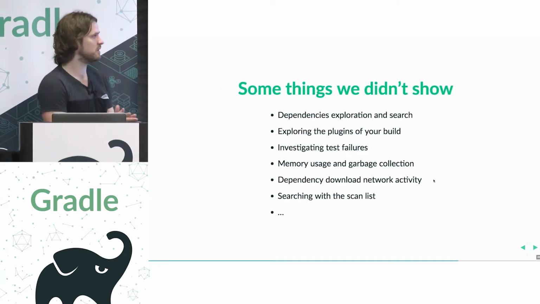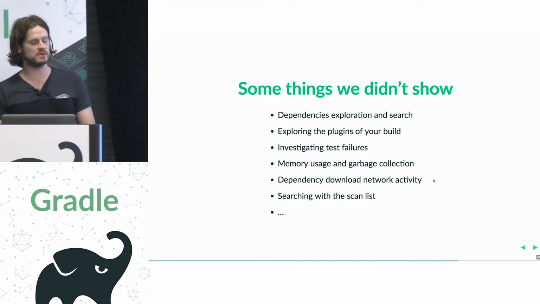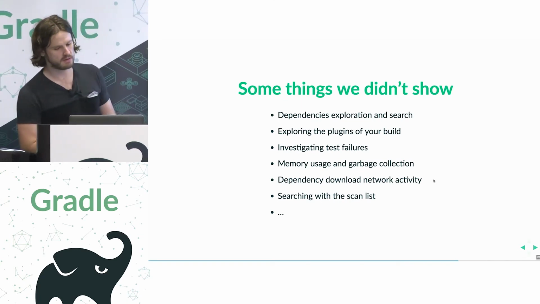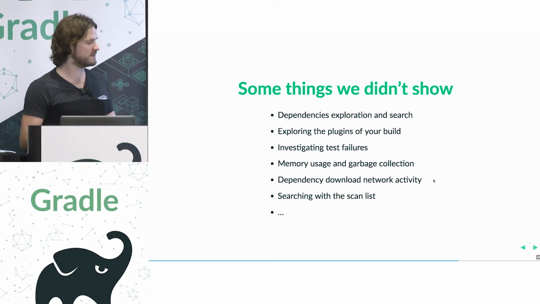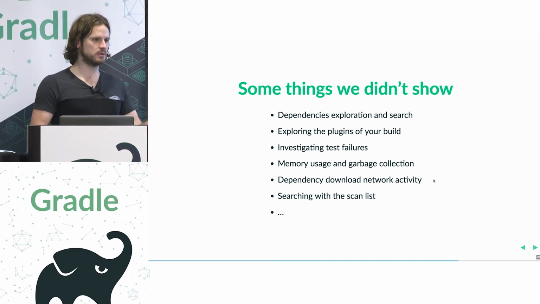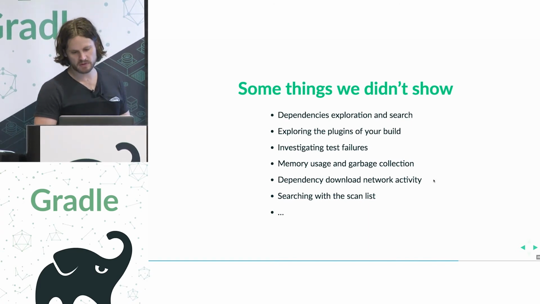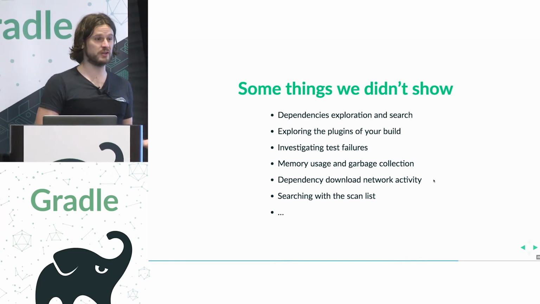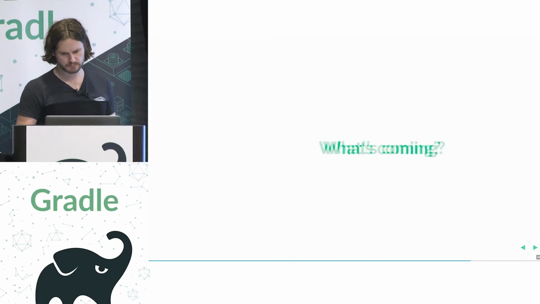All right, some of the things we didn't show very quickly. The whole dependency search section, so you can look across all the dependencies resolved in your entire build, search, find dynamic dependencies, etc. Explain the plugins we build, test failures. So if you have a test failure, there's a dedicated link to that failure, including all the console output and stack trace that you can share, poke around. Memory usage side of things, dependency download network activity we didn't show. Some more sophisticated uses of the searching with the scan list. Some really cool stuff you can do there.